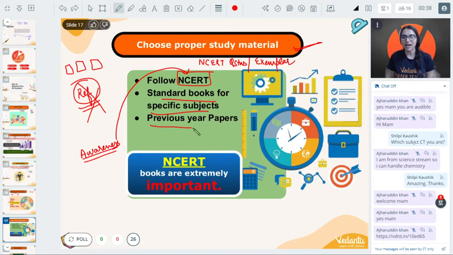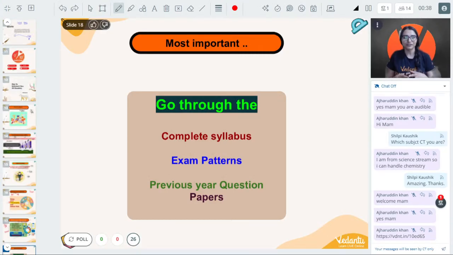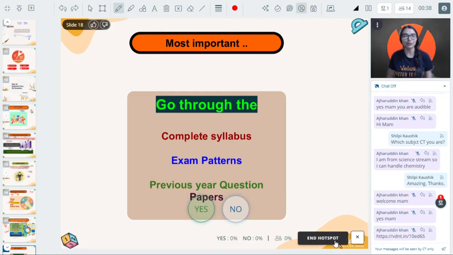And then the last thing is to cover the previous year papers because a lot of repeated questions also come. Now one more thing is missing here, sample papers. That is something we do in the end, and after we are done with the syllabus or a particular chapter. So NCERT book is extremely important. That is the moral of the story. Are we clear on this? You all guys agree with me over this? NCERT is super important. Yes.